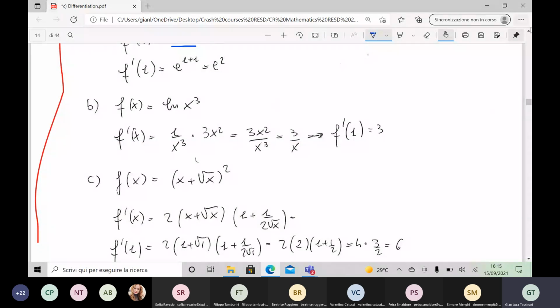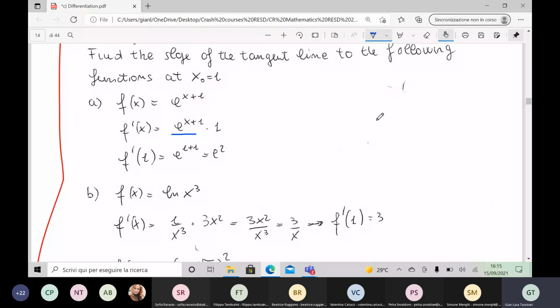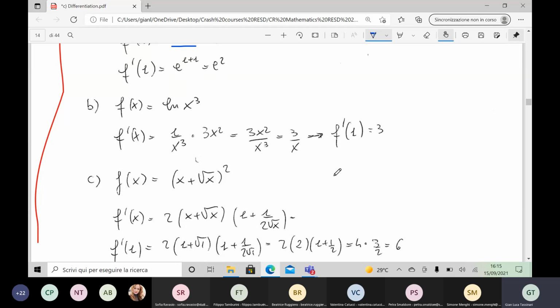I selected x0 equal to 1, but suppose, on the contrary, the price is 10, suppose x0 is 10. If I told you x0 is 10, you have to put 10 into x. Suppose you made the computation with 10, so f prime of 10 would be 3 over 10. So what would be the interpretation in that case? If you increment x from 10 to 11, the expected increment in the value of the function is 3 over 10.